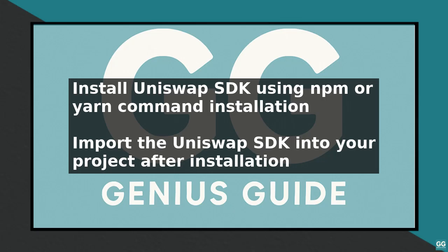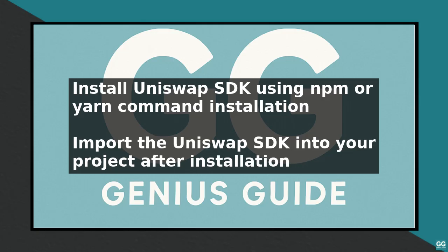Next, you need to set up a wallet and a provider. The Uniswap SDK supports various wallets such as MetaMask and Wallet Connect. You can use a library like Ethers.js to connect to the Ethereum blockchain. Create a new instance of the wallet and provider, and then use the wallet to connect to the provider.